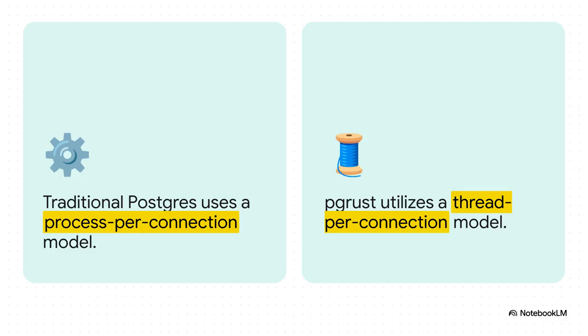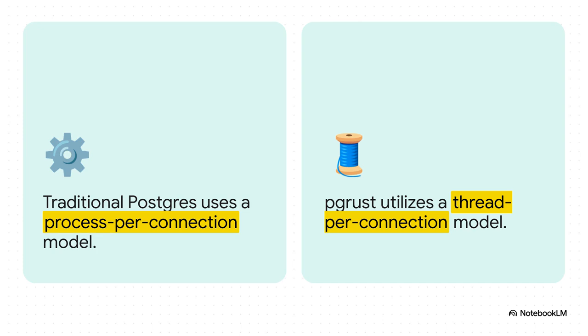It all boils down to processes versus threads. Traditional Postgres relies on what's called a process per connection model. That means every single time a new client connects to the database, the operating system has to fork a whole new heavyweight process. Now, it's incredibly stable for sure, but it eats up a lot of memory, and managing thousands of those processes gets wildly inefficient.